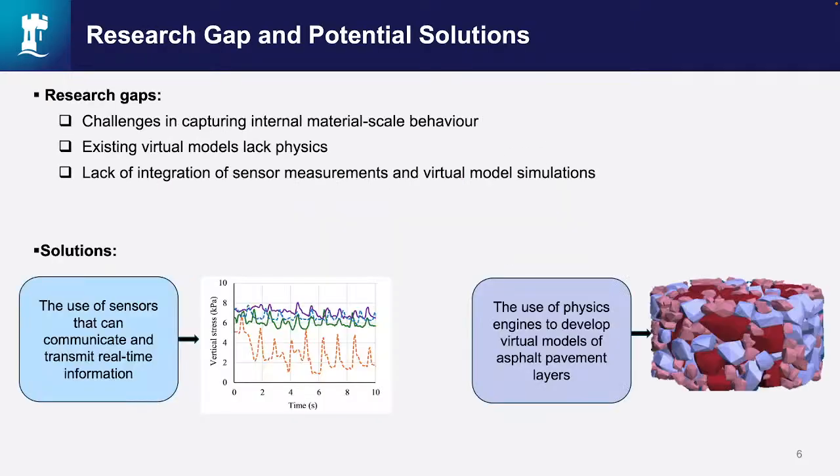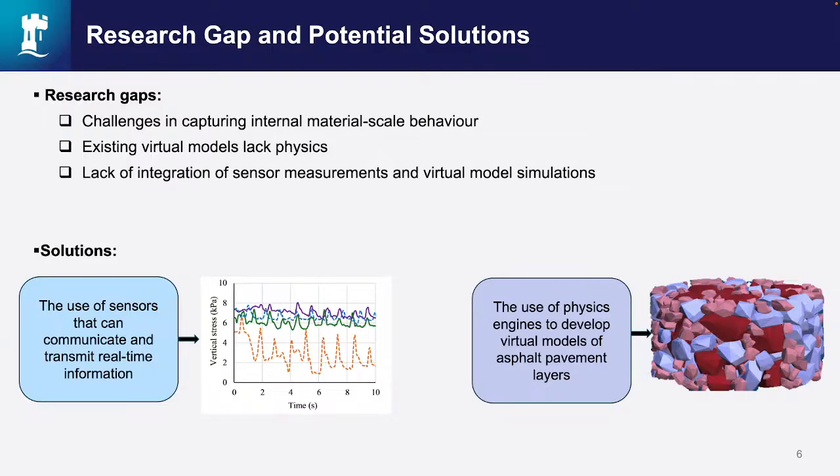In terms of the research gaps, we're looking at understanding the challenges in capturing the internal material scale behavior, because that's what really leads to pavement deterioration. We have a number of existing virtual models, but they don't really capture the physics of deterioration, right? So how do you bring the physics of deterioration into virtual models, and how do we integrate different kinds of measurements from sensors and other data sources into these virtual models? That's what we're trying to do.